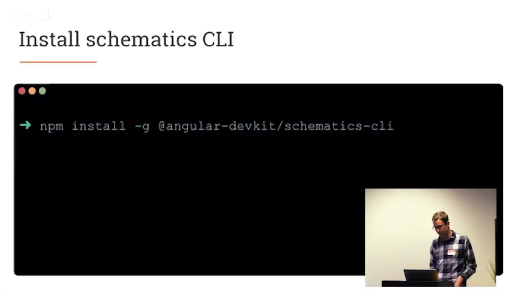Let's go ahead and get started. The first thing you need to do when you're working with schematics is install the CLI. And this is not the Angular CLI, this is a different CLI. So you need to go ahead and install that, and we're going to install that globally. And it's at angular-devkit/schematics-cli. After that, you'll have a schematics CLI, and that's the name, like ng. It's schematics, which is what you'll use to actually create schematics and run them locally.